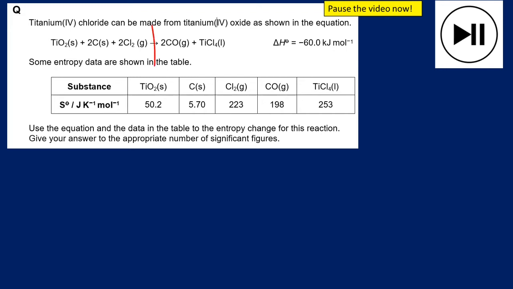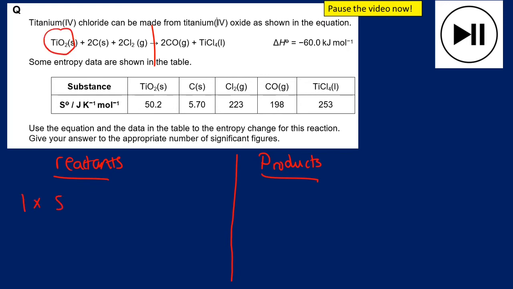So I'm going to split this into 2 halves. I'm going to work out the entropy of the reactants and the entropy of the products, and then I'm going to look at the difference between them. So reactants is 1 times 50.2 plus 2 times 5.7, that's carbon, and then 2 chlorines, 2 times 223. So I'm just taking the information from the table.